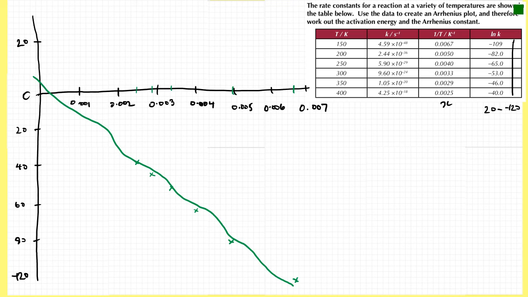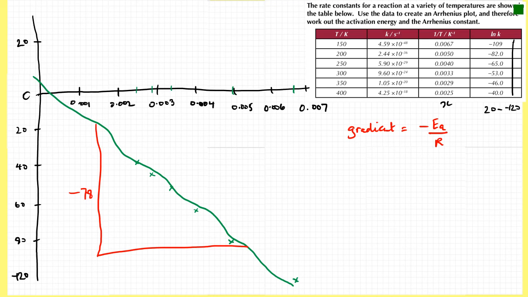So from the previous slide, you'll remember that the gradient is equivalent to minus activation energy over R. So if we worked out the gradient in the usual way, so this might be minus 78, and this delta x might be 0.0047. When you plot it properly, that's a couple of the numbers that you might get, and so the gradient comes out at about minus 16,596.